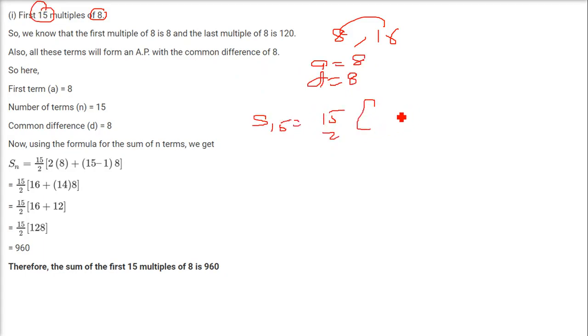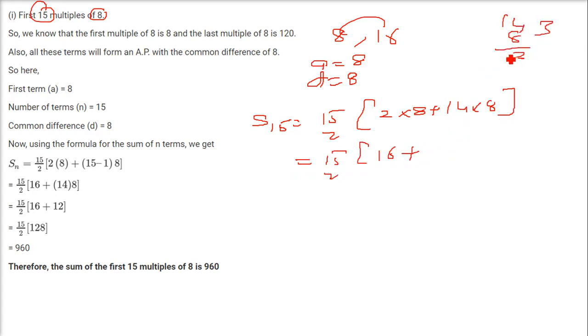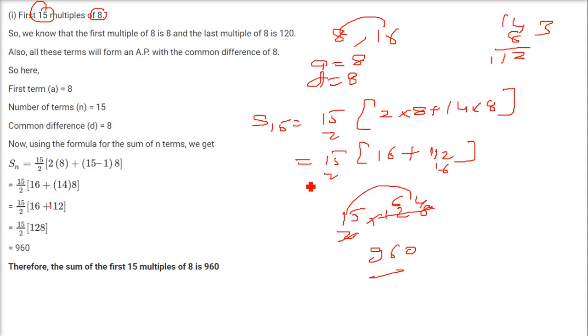So 15 by 2, 2a, that is 2 into 8, plus 15 minus 1, that is 14 into 8. This is going to be 15 by 2, 2 8s are 16, plus 14 into 8 is 8 4s are 32, 3 carry, 8 1s are 8, and 3 is 11, 112. This is going to be 112. 112 plus 16 is 128. 15 by 2, 2 6s are 12, 2 4s are 8. 15 into 64 is 960. This is how we are going to solve it.